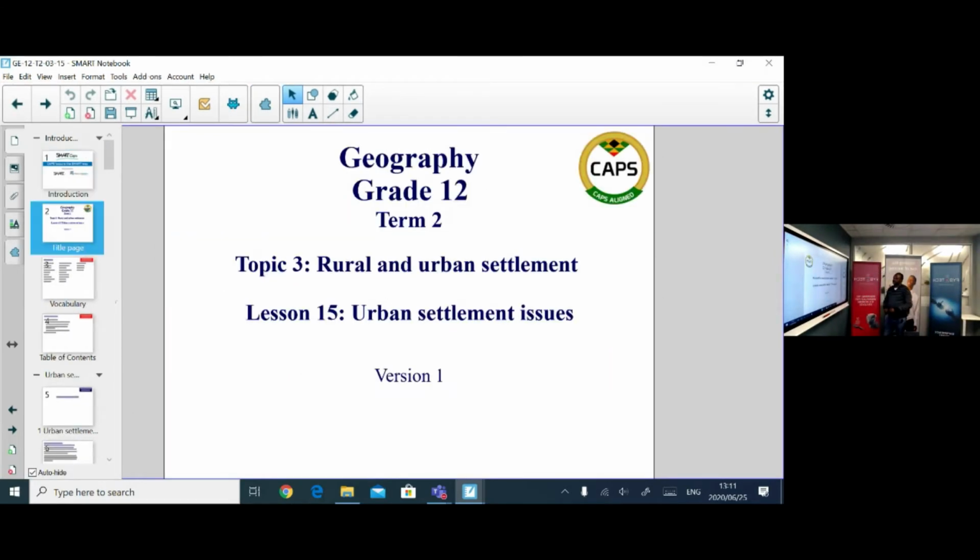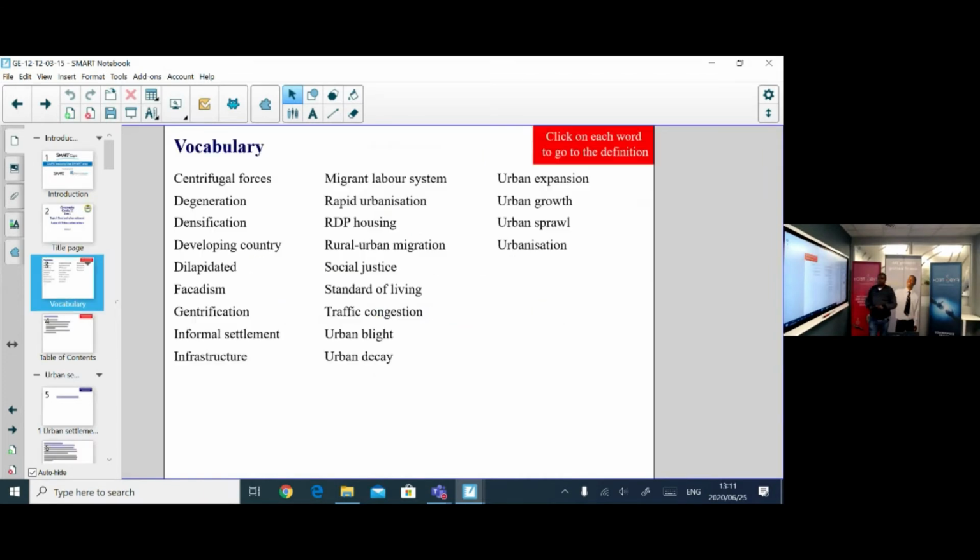Right. What we are going to be looking at today is a new topic, urban settlement issues. We know that we have been mentioning some issues as we were going through the lessons of the patterns and urban infrastructure. So we are now going to basically zero in on the urban settlement issues. Before we move to those, we are going to look at our vocabulary. So we are going to have these words that we are going to encounter, and we need to know their meaning. They are not words per se, they are terms.